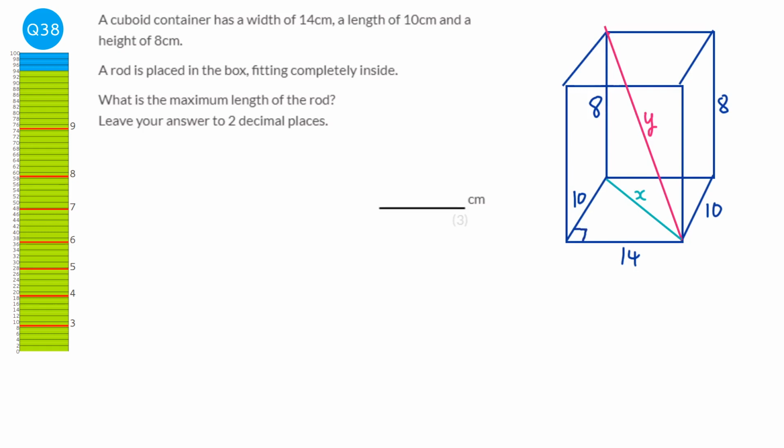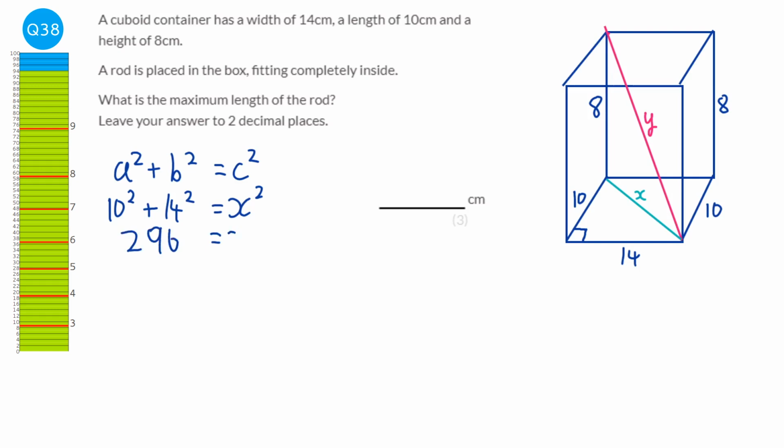So we know that we're going to be using Pythagoras, because we've got 2 lengths and we're looking for a third length. So it's a squared plus b squared equals c squared. So it would be 10 squared plus 14 squared equals c squared. And it's actually not c, we've called it x, so why don't I stay consistent, equals x squared. So I'm going to do 100 plus 196, which would be 296 equals x squared. And get our lines in.